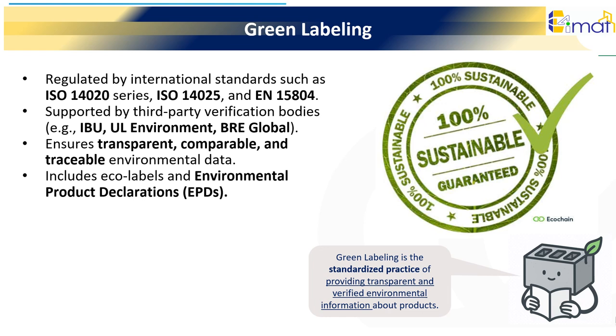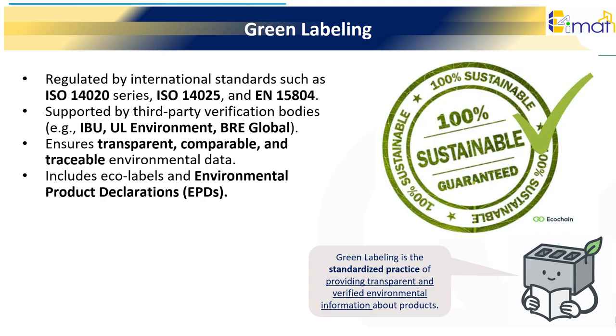Let's begin with a clear definition. Green labeling is the standardized practice of providing transparent and verified environmental information about products. Importantly, green labeling is not arbitrary, it is grounded in formal, internationally recognized standards. The ISO 14020 family establishes the overarching principles for environmental labels. ISO 14025 defines the rules for Type 3 environmental declarations, and EN 15804 sets the European core rules for environmental product declarations within the construction sector.